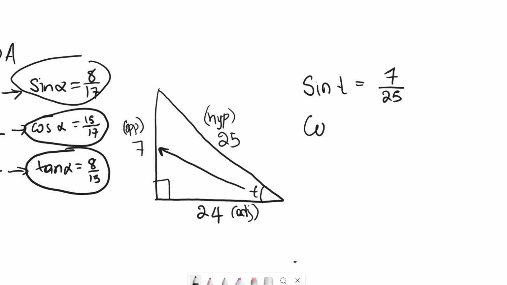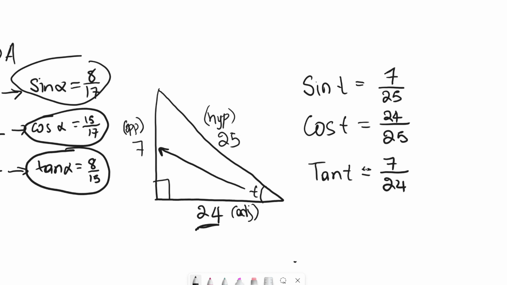What about cosine? If I want to find cosine of t, that's going to be what? My adjacent side, 24, over my hypotenuse, which is 25. And lastly, tan of t is going to be opposite, which is 7, over adjacent, which is 24. Okay? So once you're able to identify what side is represented on your triangle, then you should be fine.